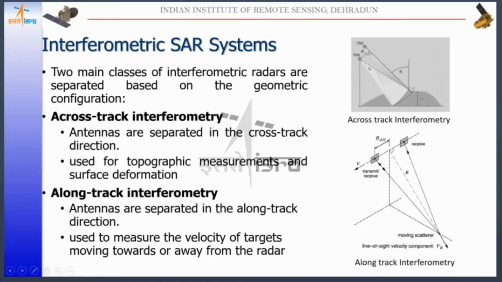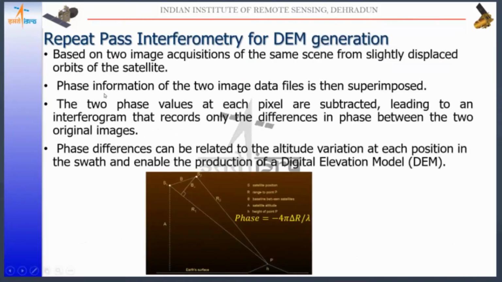So what is repeat pass interferometry for DEM generation? It is based on two image acquisitions of the same scene from slightly displaced orbits of the satellites. So it has two orbits with some displacement, and the phase information of the two image data files is then superimposed. The two phase values at each pixel are subtracted, leading to an interferogram that records only the differences in phase between the two original images. The phase differences can be related to the altitude variation at each position in the swath and enable the production of the digital elevation model.